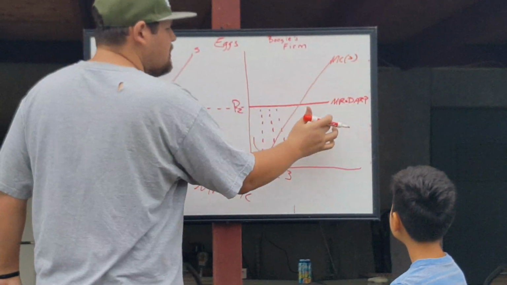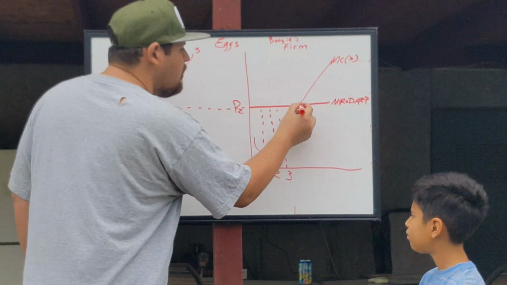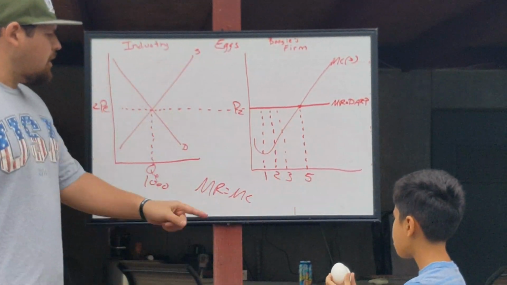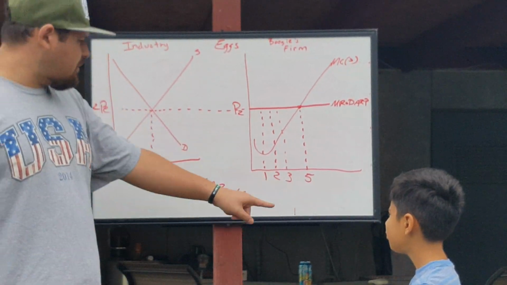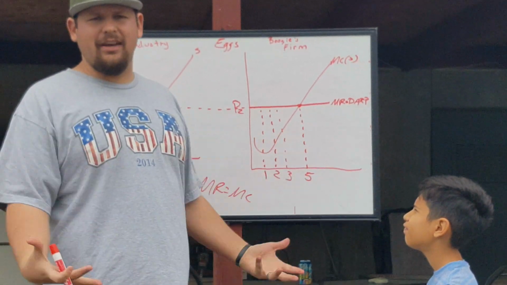So, supply and demand intersect. We have equilibrium. Marginal cost equals marginal revenue. Right there is where Boogie should produce, right? So Boogie, you're going to produce 5 dozen eggs. Sound good? Yep. Good, right? So Boogie's going to sell 5 dozen eggs, $2 a piece. He's going to make a revenue of $10.